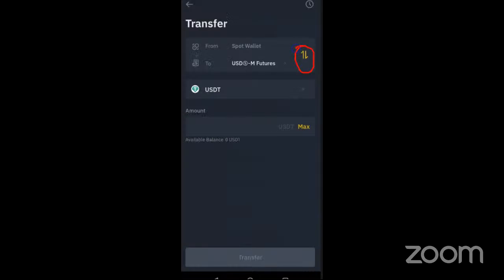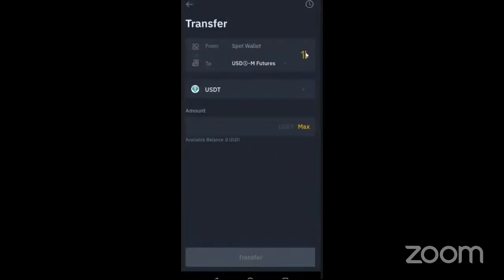There's this that is showing, right? That means you can switch it if they are not getting the correct order for you automatically. So once you click on this, it's going to change it. That means you want to transfer from your USDM futures wallet to your spot wallet, and it's going to ask you how much you want to transfer, and then you can click on the max. So once you click on the max, or you put the amount there, and then it will go.